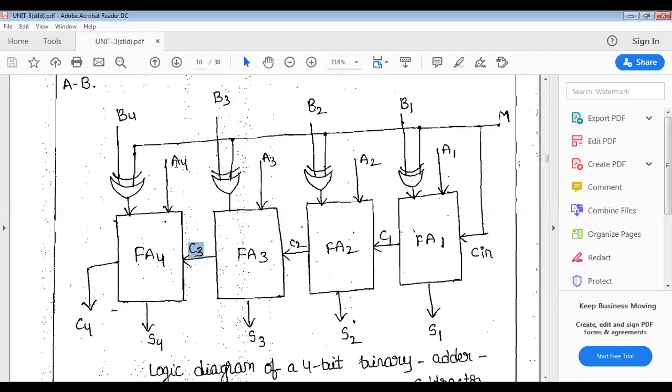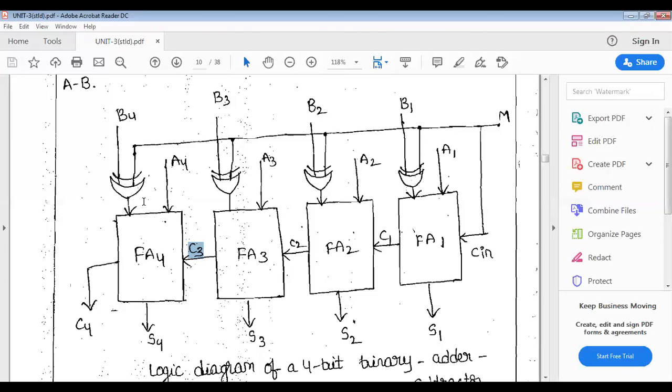It takes the other MSB bits, A4 and B4 bar. The output of the last exclusive OR gate is B4 bar. With A4, B4 bar and C3, it performs the addition operation and generates S4 and C4.